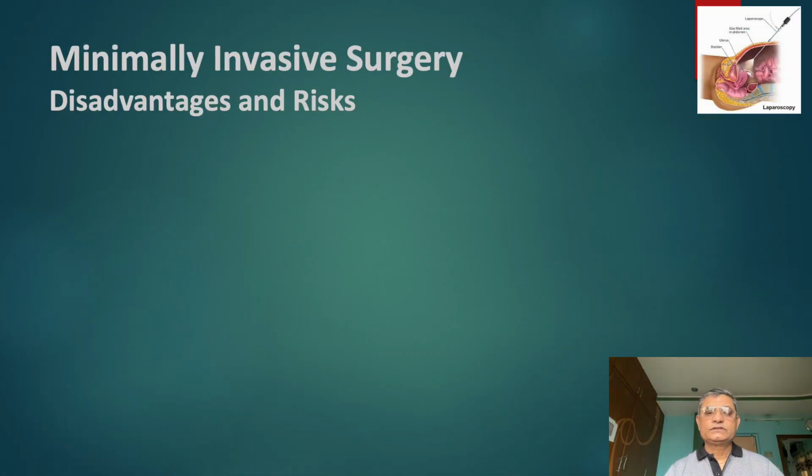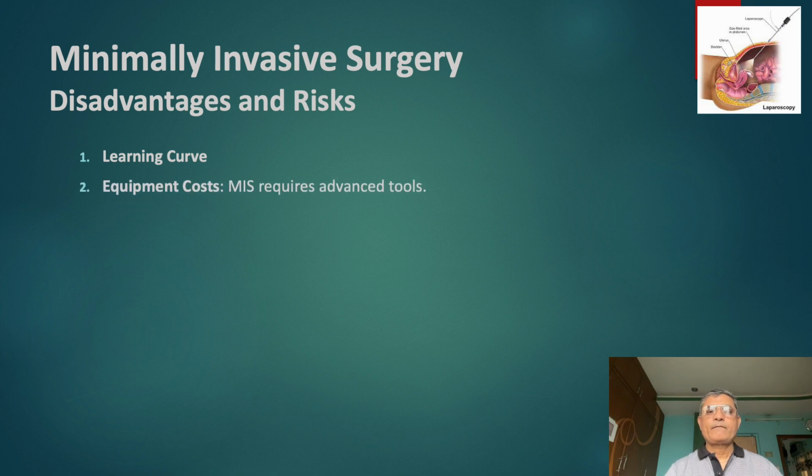Of course, there are a few disadvantages and risks for minimally invasive surgery also. What are they? Steep learning curve. The surgeons need special training to develop eye-hand coordination and familiarization with insufflators, the different surgical instruments, etc.